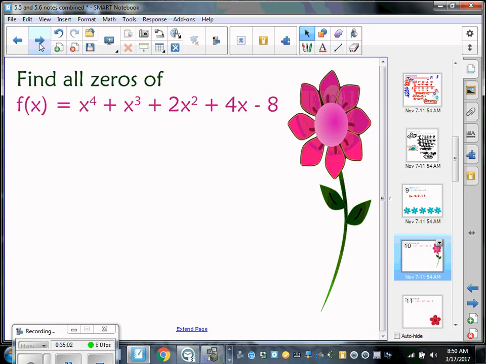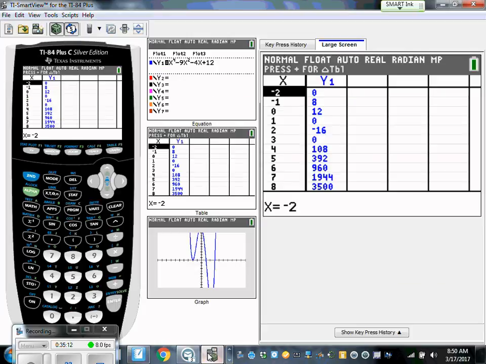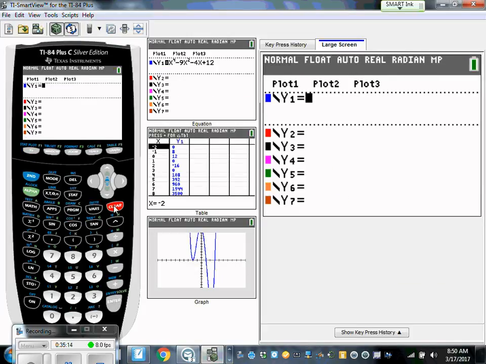All right, let's try the next one. How many terms does that have? 5. How many answers will you have? 4. All right, so let's go back to our graph. Y equals, clear out what's in there. Let's type it in.